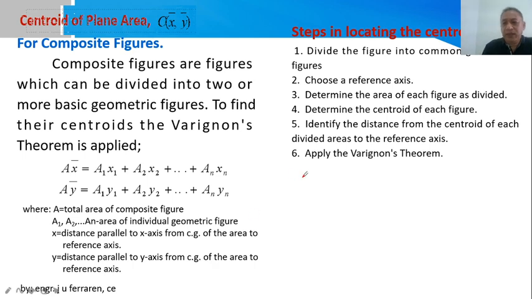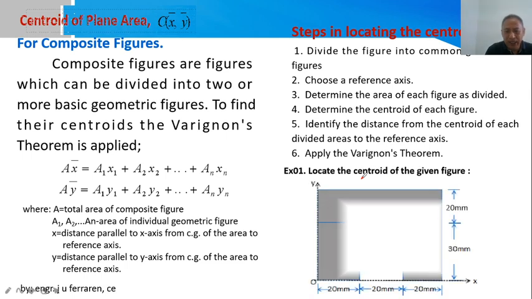Now, the steps in locating the centroid. You divide the figure into common geometric figures. You choose a reference axis, and determine the area of each figure as divided. Then determine the centroid of each figure. Identify the distance from the centroid of each divided area to the reference axis. Then you can apply Varignon's theorem.